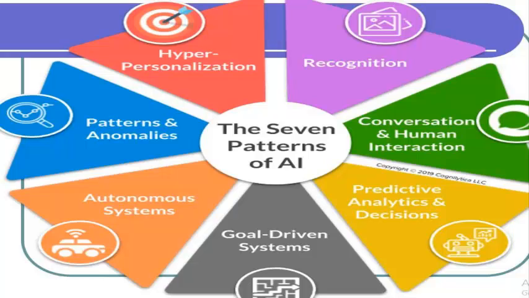Conversation and human interaction, which is of course the chat part, is a great example. Predictive analytics and decisions. This is a great tool from a business perspective, where there's big data and AI is used to analyze that data and produce predictions, which helps the company take steps which can potentially enhance their sales. Goal-driven systems. We have autonomous systems as well, making things work in an autonomous manner, like, for example, Tesla. Tesla works as an autonomous car.